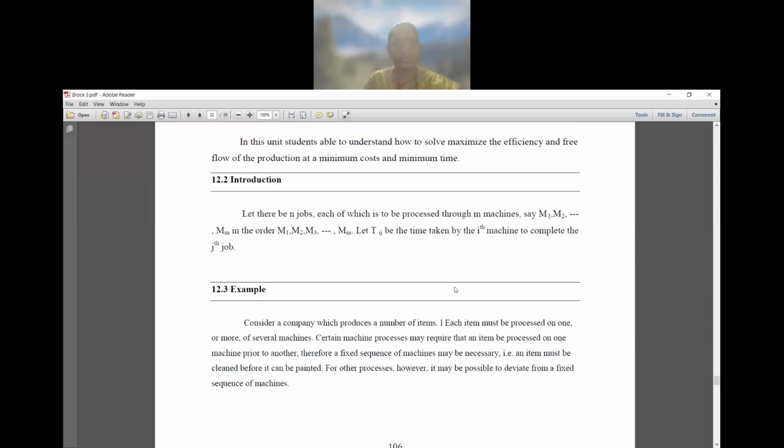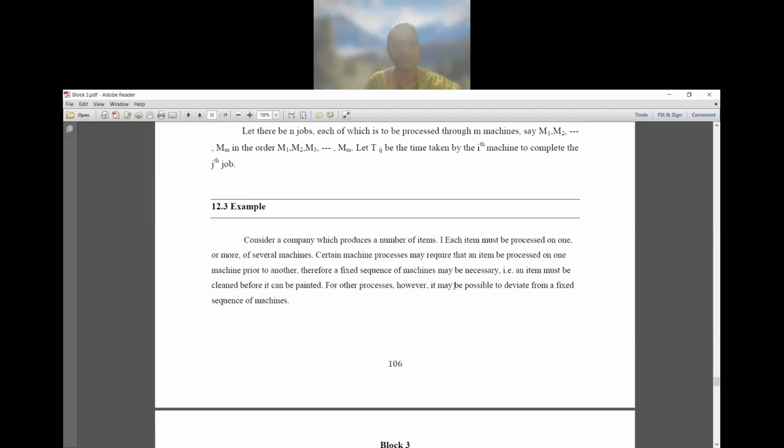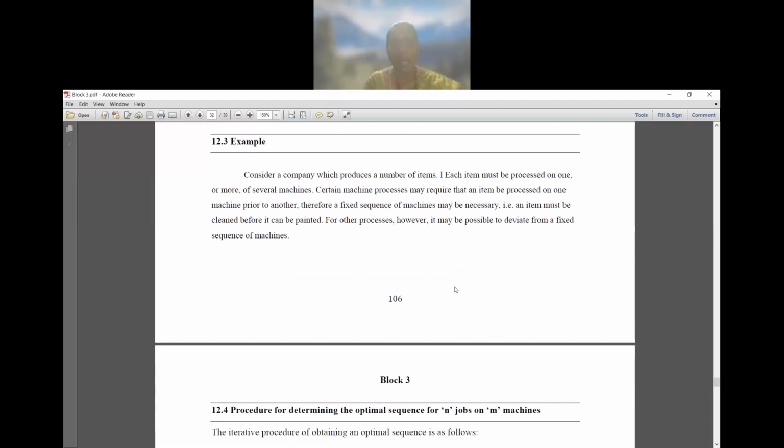Next one is example. So consider a company which produces a number of items. Each item must be processed by one or more of several machines. They have produced a number of items, and each item must be processed on one or more machines.